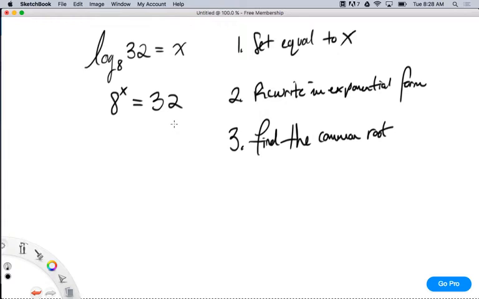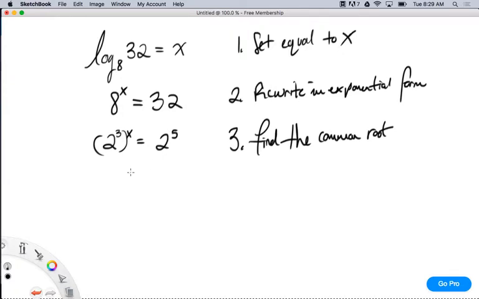Does 2, 4, 8, 16, 32? Oh, okay. 2 is a root of 8 and 32. Now, once you've found that common root, you figure out the powers that it needs to be raised to get to each number. So 2 to what is 8? 2 to the third. So 2 to the third to the x power equals 2 to the what is 32?